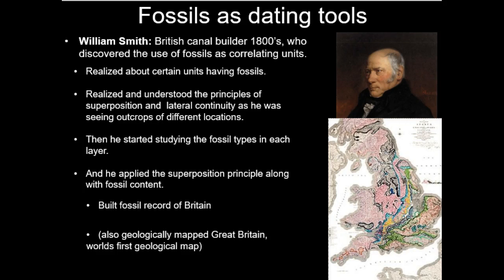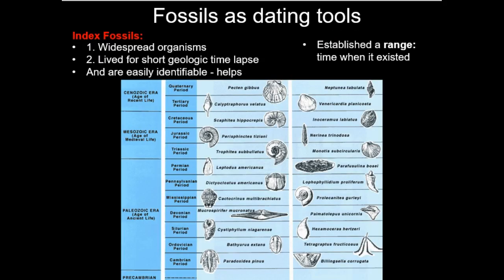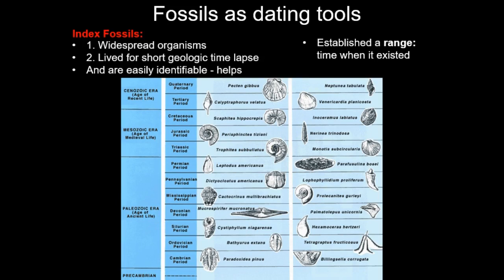Smith later built the fossil record of Britain as he was working within this canal system, which later on helped him to make the first geologic map of Great Britain and also the first geologic map ever made in the world. So once fossils were found to be time indicators, they became the most useful means of correlating rocks of similar ages across different regions. Index fossils are primarily important and useful for doing this correlation of ages across different regions.